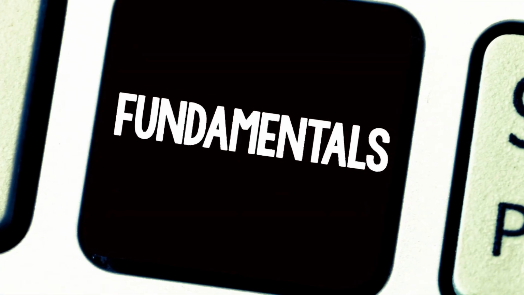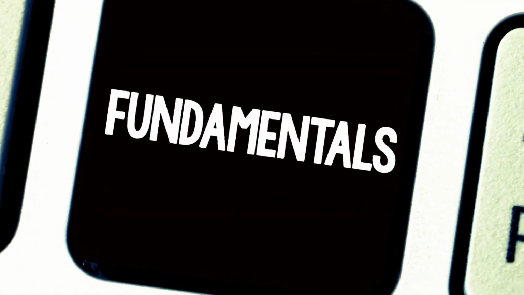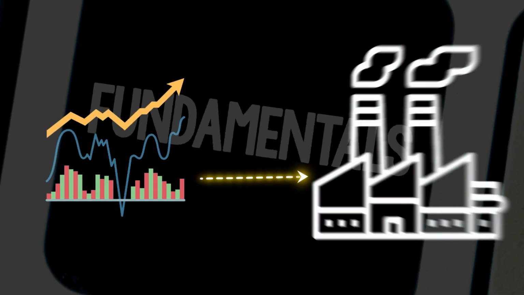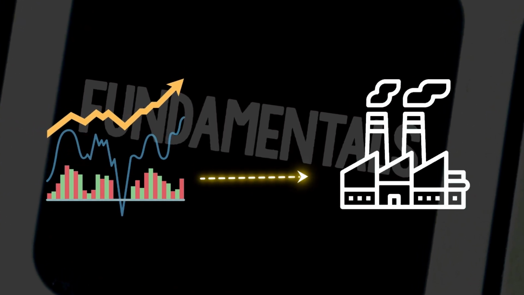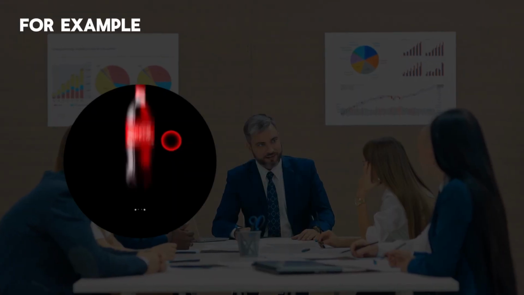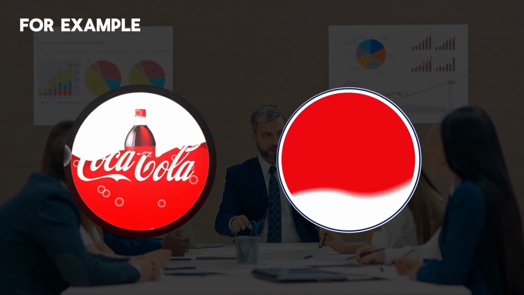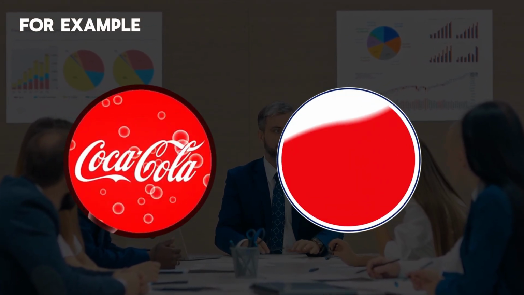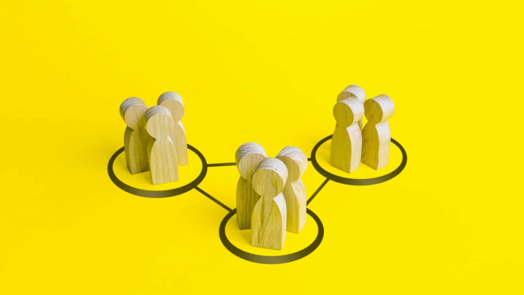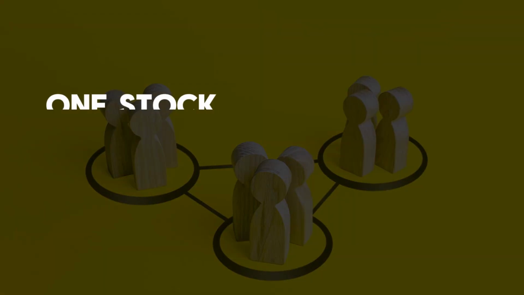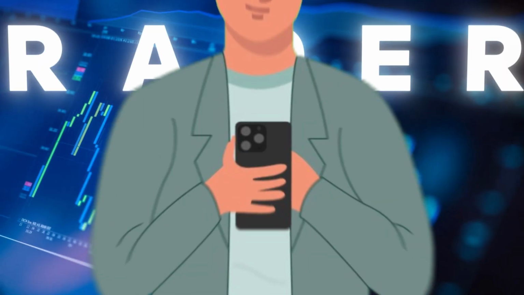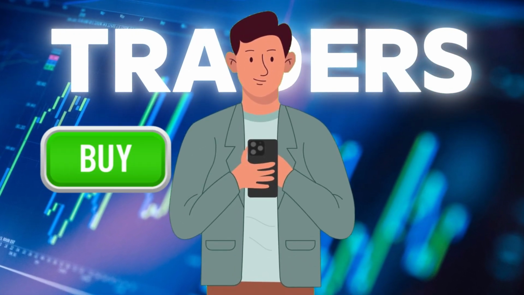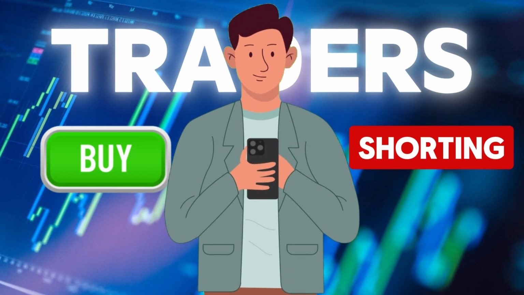The fundamentals of pairs trading. The key idea behind pairs trading is that certain assets, especially stocks from the same sector or industry, tend to have correlated price movements. For example, companies like Coca-Cola and Pepsi, which are both in the beverage industry, typically have a strong correlation because they are affected by similar market conditions. When this correlation breaks down and one stock moves significantly more than the other, traders can take advantage of the price discrepancy by buying the underperforming stock and shorting the outperforming stock.